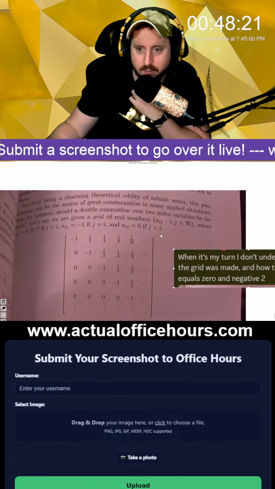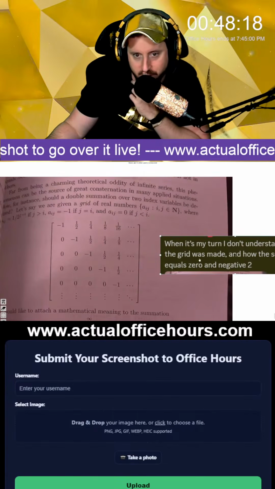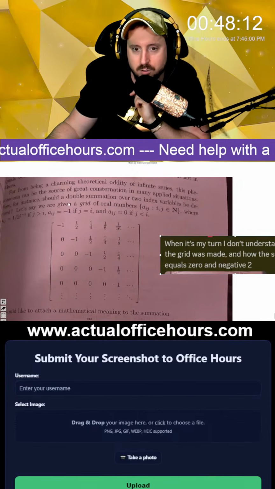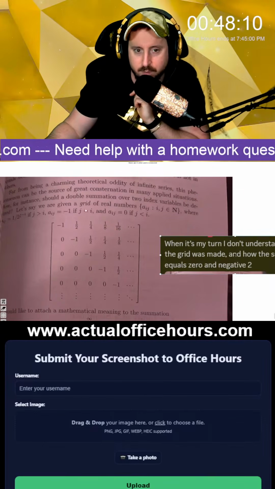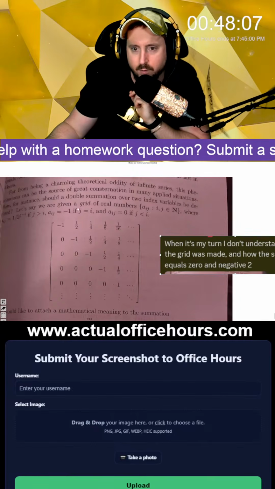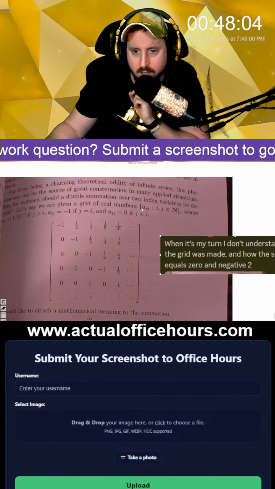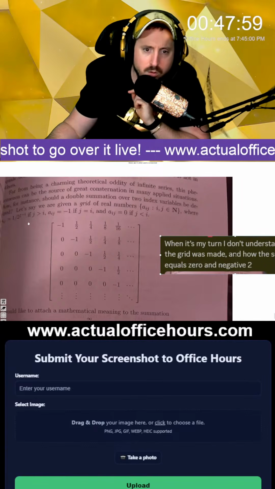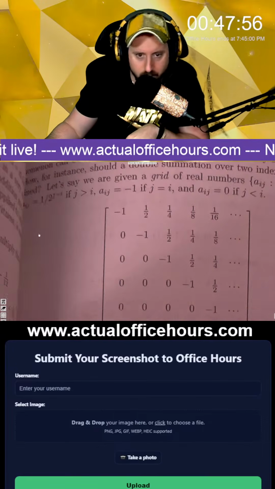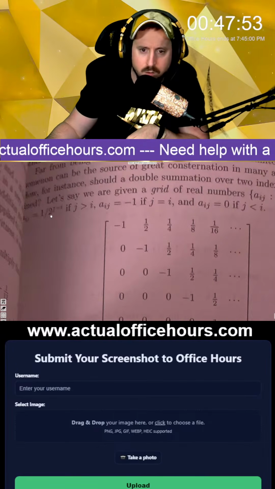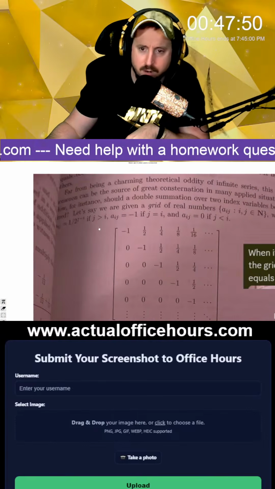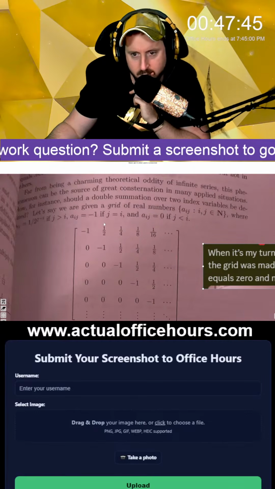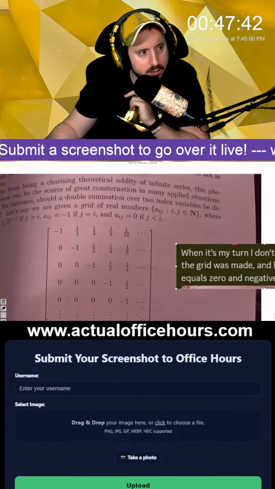Far from being a charming theoretical oddity of infinite series, this phenomenon can be the source of great consternation in many applied situations. How, for instance, should a double summation over two index variables be defined? Let's say we're given a grid of real numbers, Aij, where i and j are natural numbers, where Aij equals 1 over 2 to the j minus i if j is greater than i, Aij equals -1 if j equals i, and Aij equals 0 if j is less than i.